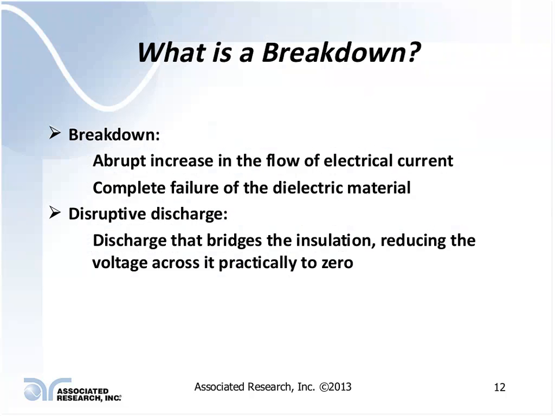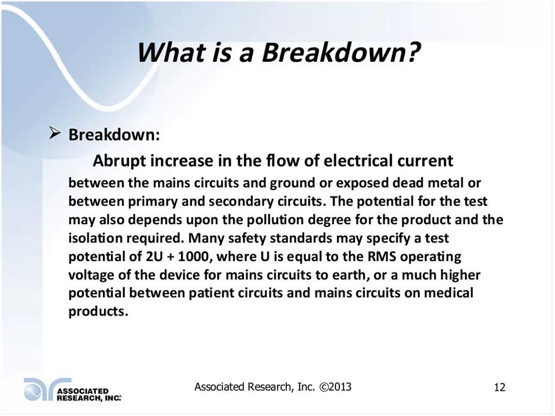So we're really talking about a catastrophic failure. The insulation fails, we have an avalanche of current flowing through the insulation to the return of the product itself. It's a complete failure. The insulation will no longer support the potential that is being applied across it. It's a disruptive discharge. It's a discharge that bridges the insulation and reduces the voltage across that insulation essentially to a zero value. So that's what a breakdown is.